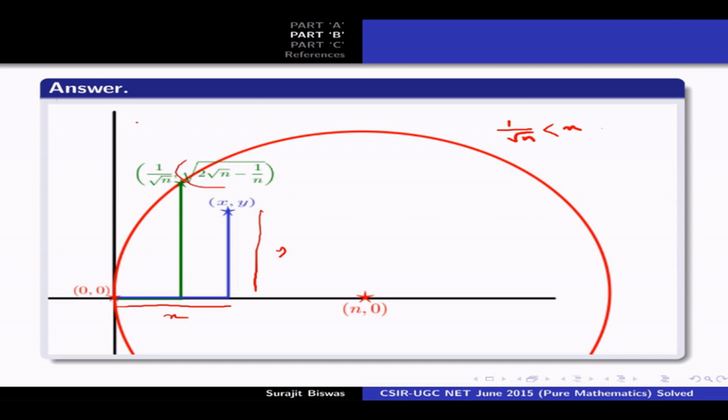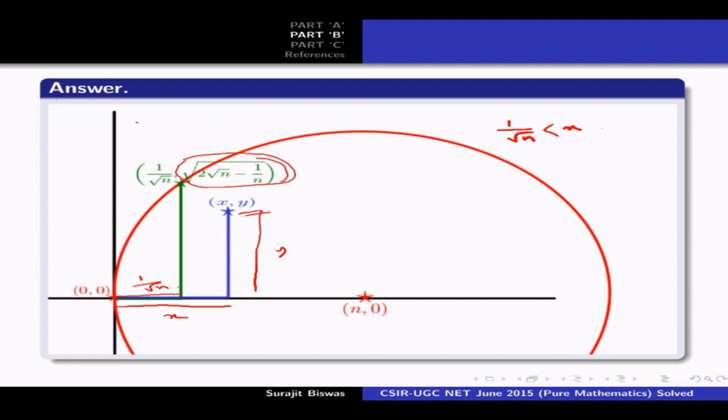So this is 1 by root n. Now we want to find out the corresponding y coordinate, so that this 1 by square root n and this y coordinate lies on the boundary of Cn, and we'll choose sufficiently large y so that xy can be contained in Cn. So that is the idea. Okay, so let's now make it precise.